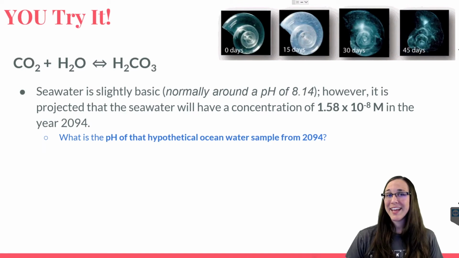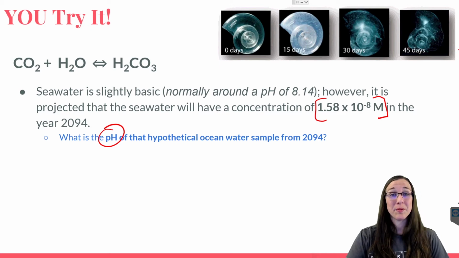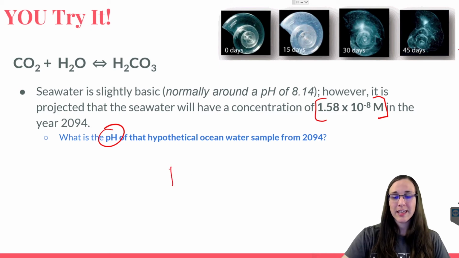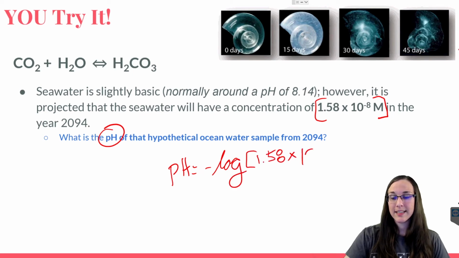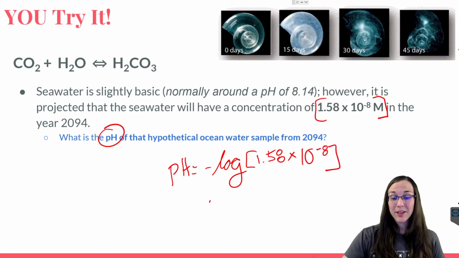While we wait for that egg to soak, let's work through this calculation together. Given this concentration of hydronium ion in the year 2094, let's try and determine what the pH of that hypothetical ocean water sample would be. We know that pH is equal to negative log of the concentration of hydronium ion, 1.58 times 10 to the negative 8. Plugging that into our calculator, we get a pH value of 7.8.